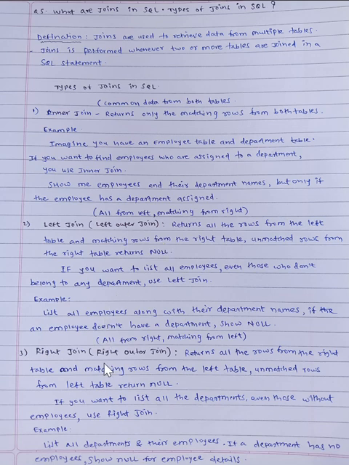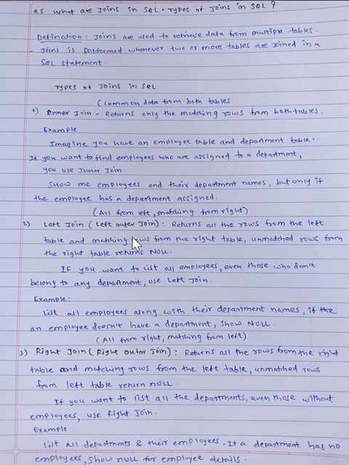Third is the right join, or right outer join. It returns all the rows from the right table and matching rows from the left table. Unmatched rows from the left table return null. If you want to list all the departments, even those without employees, use right join. Example is list all the departments and their employees. If a department has no employees, show null for the employee details. That is the example of right join.